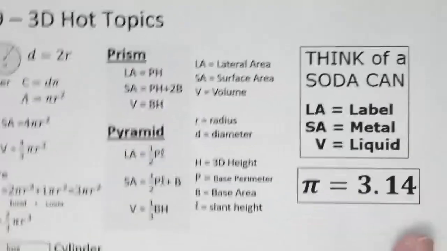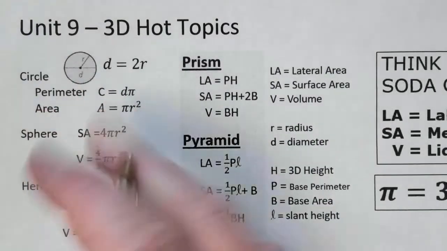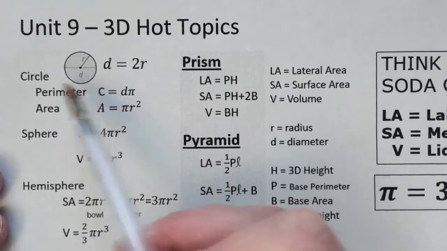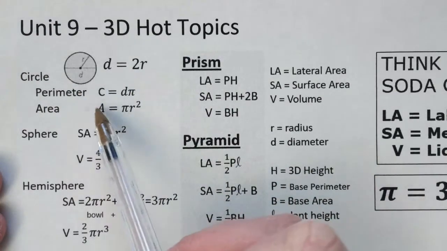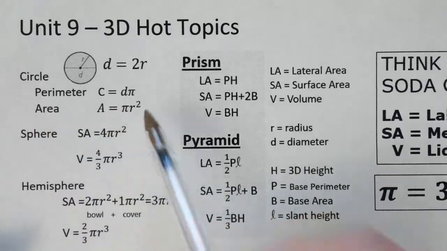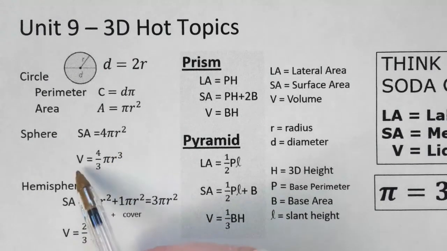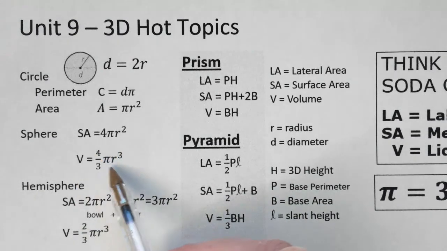All right, and then for 3D, same idea. Same thing as what we were talking about before, d equals 2r. Perimeter of a circle is C equals d pi. Area of a circle is pi r squared. And then we have sphere, which is surface area 4 pi r squared, and volume, which is 4/3 pi r cubed.